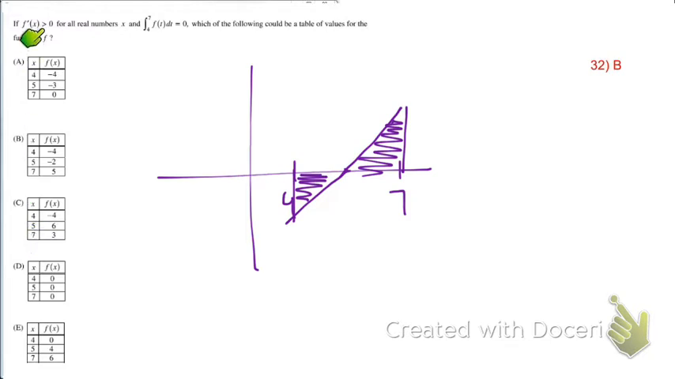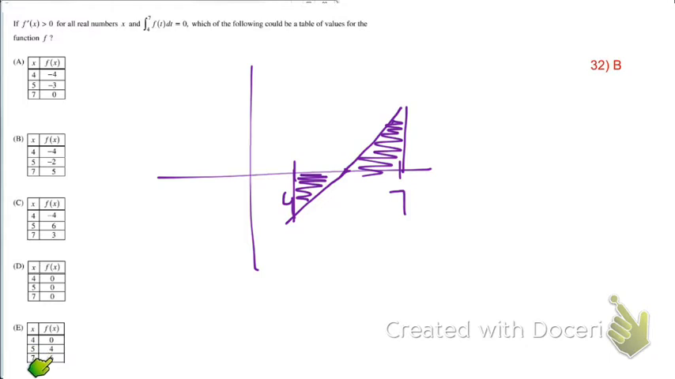And since the first derivative is positive, it cannot be that one. Part D says 0, 0, 0. That doesn't look like it goes up or down. And if it does go up or down in between the points, it's not allowed to, because it says it has to have a first derivative greater than 0, so it's only allowed to go up. So it can't be D. And then E is wrong for the same reason that A is wrong.